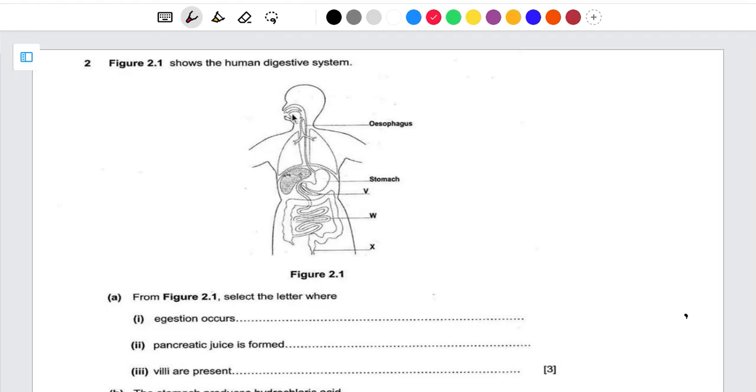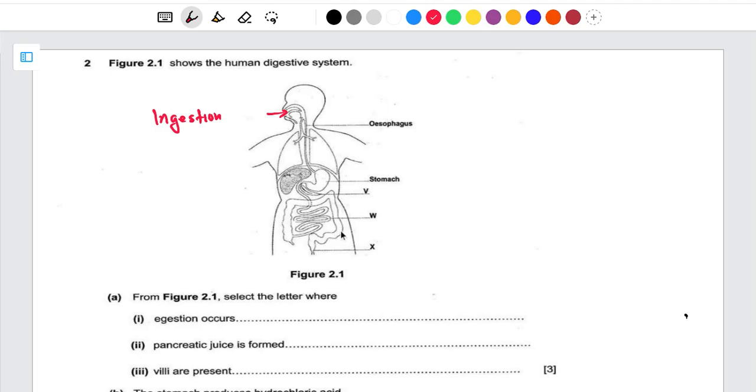So ingestion takes place at the mouth. Let me say ingestion, not egestion. Then we also have W, which is representing the small intestine. The small intestine has the brush border enzymes as well as the microvilli. These microvilli help in the absorption of nutrients. In short, the small intestine is where you are going to find the absorption of nutrients.